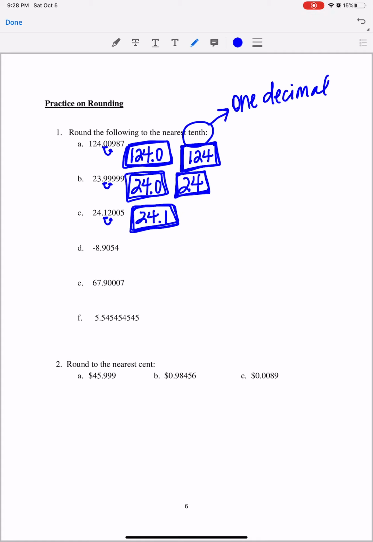On D, this 9 is in the tenths place, so look at the one behind it. That 0 makes that 9 stay. So this is negative 8.9. On E, that 9's in the tenths place. Look at the 0 behind it. That 0 makes the 9 stay. So this is 67.9. And then on F, this 5 is in the tenths place. That 4 makes that 5 stay. So 5.5.